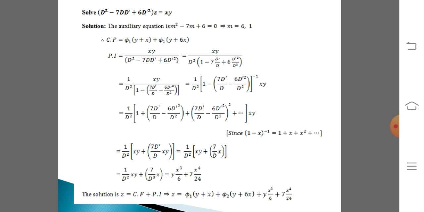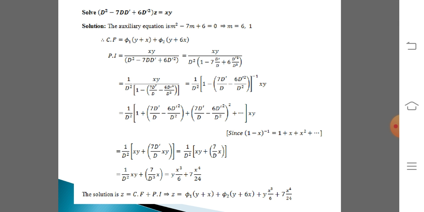Let us take up another example. Solve D square minus 7DD dash plus 6D dash square of z equal to xy. Here the auxiliary equation is m square minus 7m plus 6 equal to 0. If you solve, you get m equal to 6, 1. Therefore here the roots are unequal. Therefore the complementary function is CF equal to phi 1 of y plus first root into x, plus phi 2 of y plus second root into x, that is CF equal to phi 1 of y plus 1x plus phi 2 of y plus 6x, that is the complementary function.